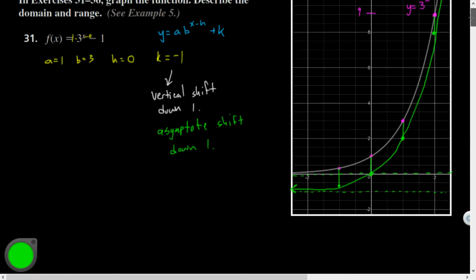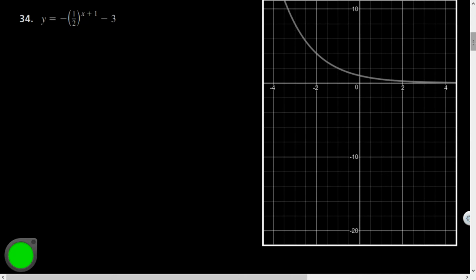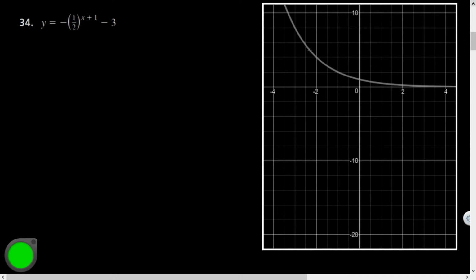Okay, so what we were working on was this idea of transforming and translating from our parent functions. Here we go. I've got a, in this case, is -1. The base was 1/2, the thing that was being raised to the exponent. The h, this one's going to be tricky. What do you guys think the h is going to be? It's the opposite of that number. And the k is whatever the number is there, so that's -3.